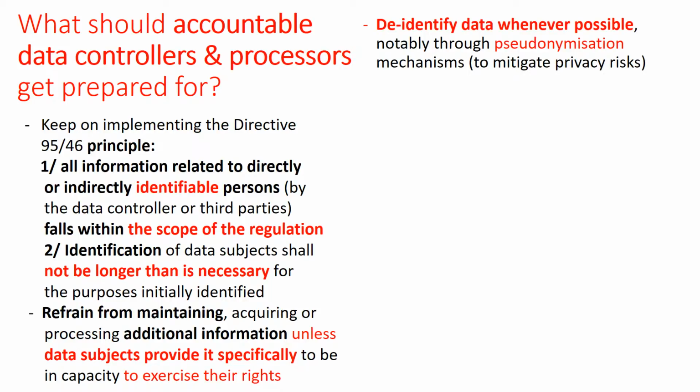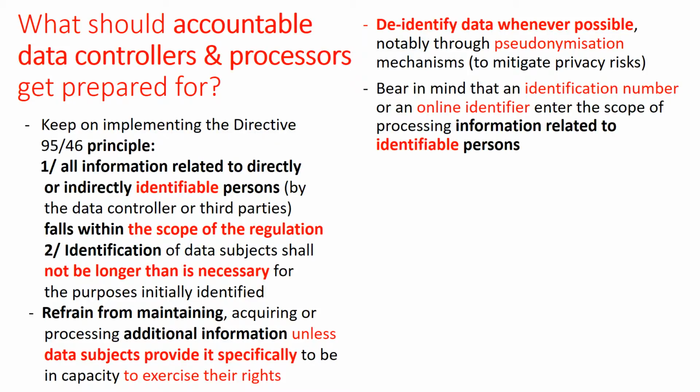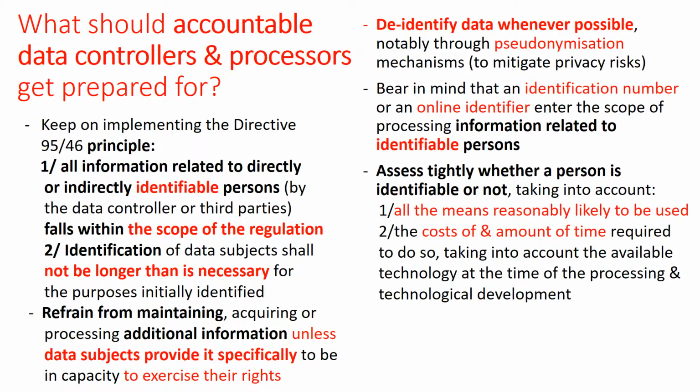De-identify data whenever it is possible, notably using pseudonymization mechanisms. Bear in mind that an identification number or online identifier enters the scope of processing information related to identifiable persons. Finally, assess rigorously whether a person is identifiable or not, taking account of two things. First, all the means reasonably likely to be used, depending on technology at the time of the processing, and then costs and amount of time required.